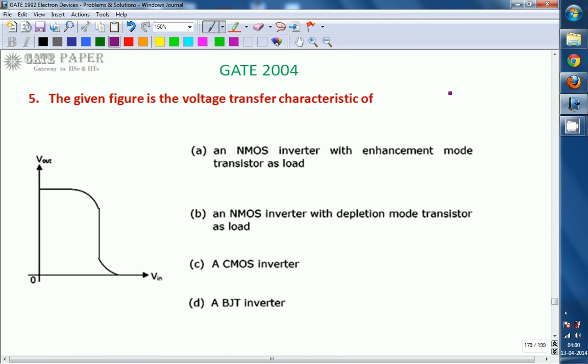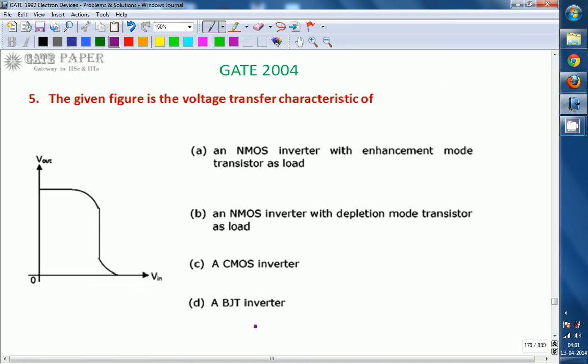Hello, we are discussing the GATE 2004 ECE paper, and the question is related to electronics. The given figure is the voltage transfer characteristic of: A. An NMOS inverter with enhancement mode transistor as load. B. An NMOS inverter with depletion mode transistor as load. C. A CMOS inverter. D. A BJT inverter.